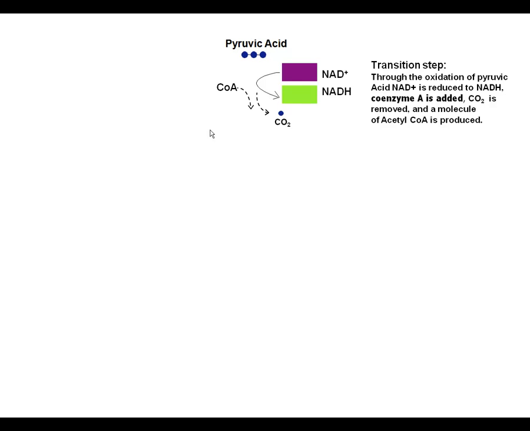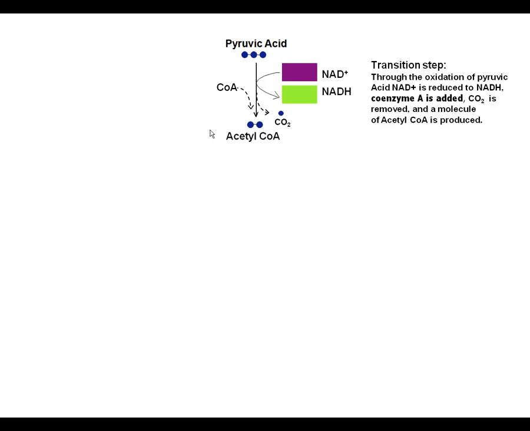At the same time, we're going to release one of our carbons as carbon dioxide, and we end up now with a 2-carbon molecule of acetyl-CoA. This transition step is going to give us the starting molecule of the Krebs cycle, or the citric acid cycle. Okay? Once we have our acetyl-CoA, we are ready to start this cycle.